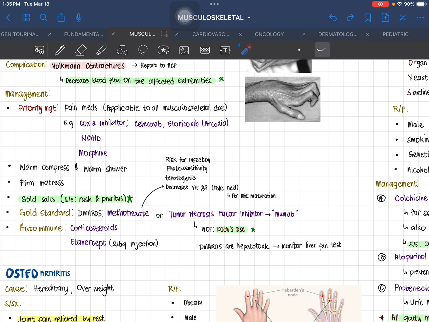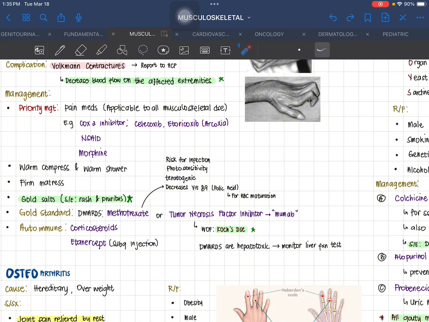Pero, ang methotrexate, tatandaan natin na kapag ikaw ay naka-methotrexate, dahil nga ito ay immunosuppressant, you're at risk for infection. Also, photosensitivity din, and teratogenic siya. It means contraindicated siya sa buntis. So, kapag buntis ka, you're not allowed to take methotrexate. And lastly, it decreases the vitamin B9 o folic acid, which helps for RBC maturation. Kaya mag-iingat talaga tayo sa methotrexate.